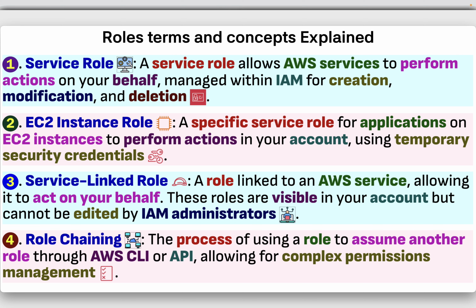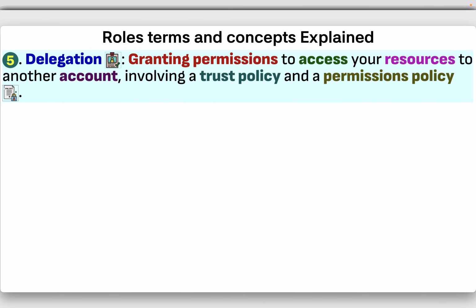Role chaining. This is the process of using a role to assume another role through AWS CLI or API, and this allows for complex permissions management. Delegation is the process of granting permissions to access your resources to another AWS account, involving a trust policy and a permissions policy.